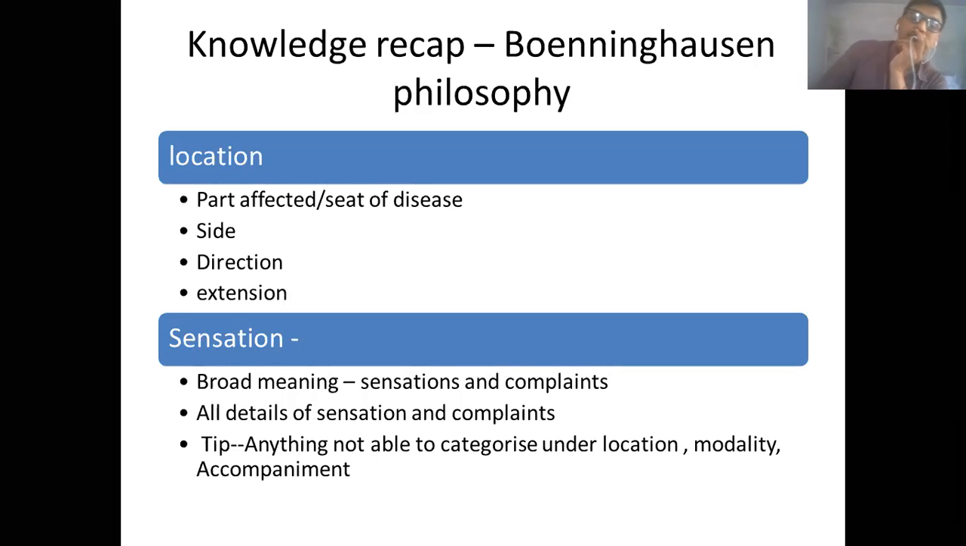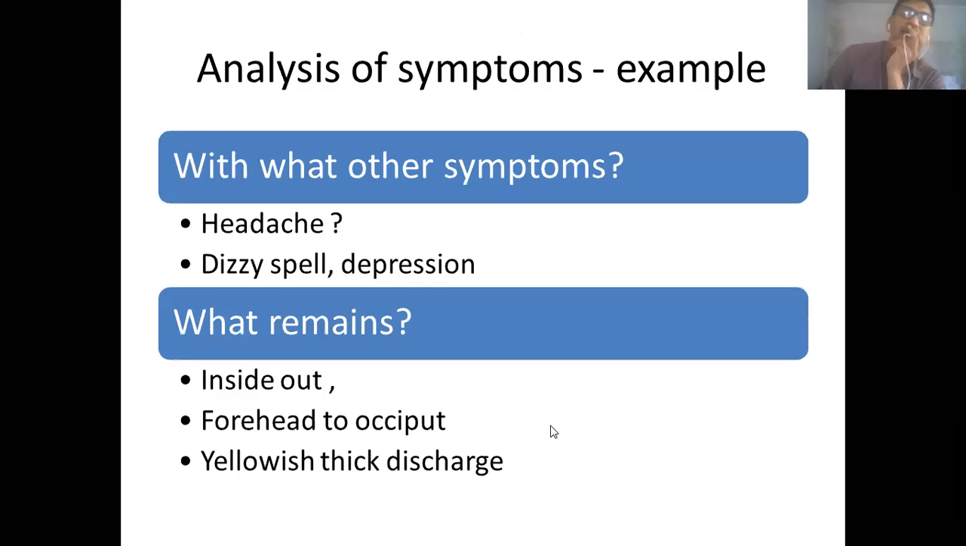Understood? Okay, sir. Others are not responding. It means what? So out of these three, we have understood that inside out and forehead to occiput are two directions, so they will go under location. And where will this yellowish thick discharge go? Now you tell me.